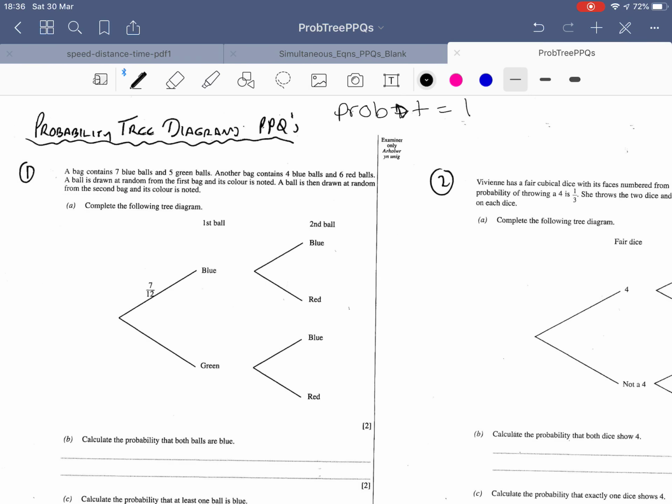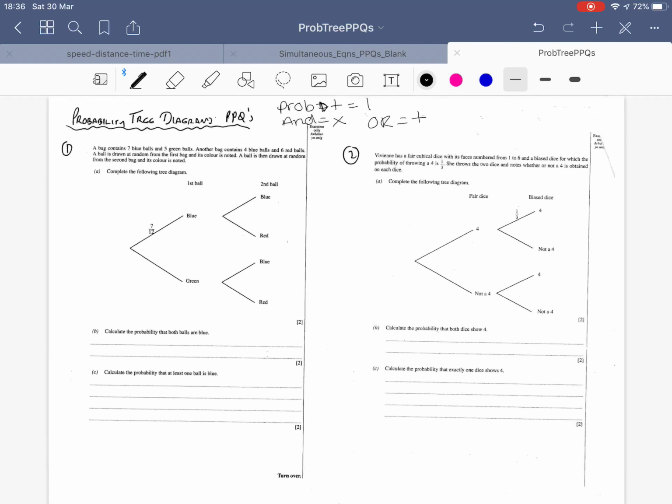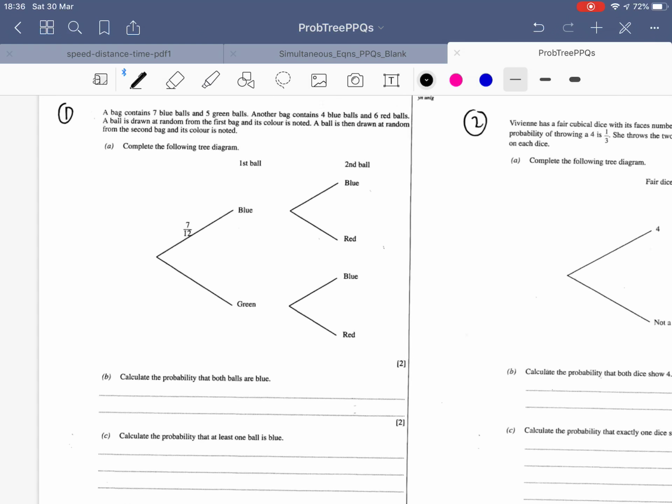And when they say "and", that means times. And when they say "or", that means add. So when you go across a tree diagram, that's times, and when you go up or down a tree diagram, that's the same as "or", so that means add. So those are 3 things you basically need to remember.